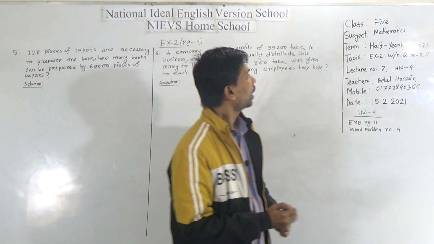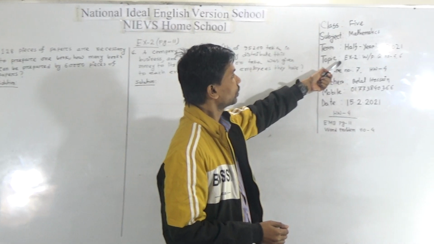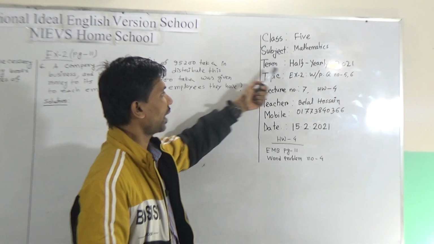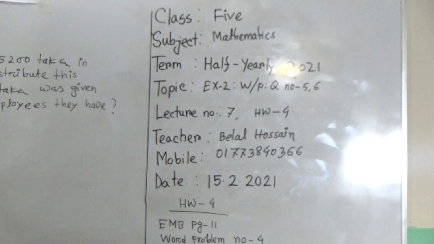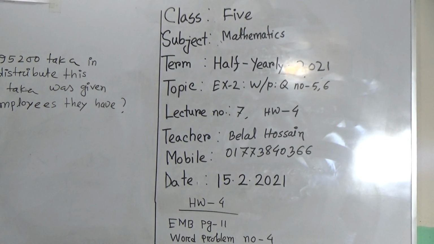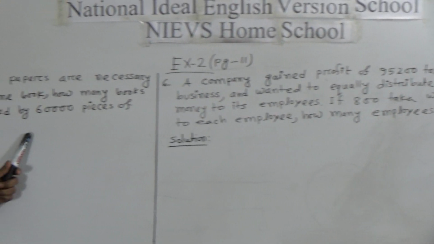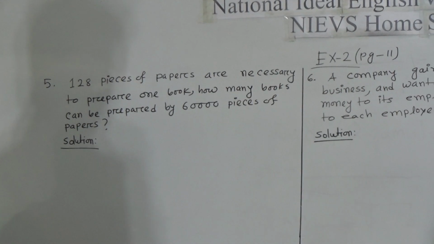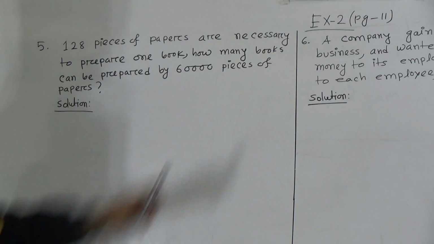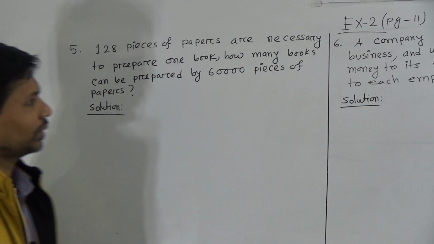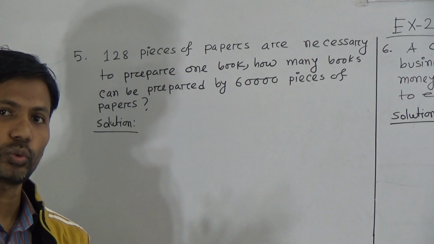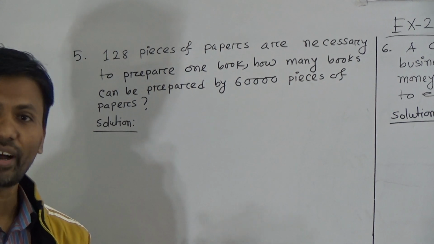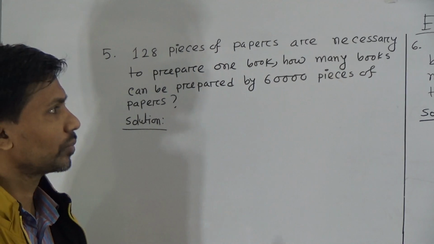Dear student, today our topic is exercise 2, word problem, question number 5 and 6. Lecture number 7, age number 4. Let's start the class. Today I have selected two word problems taken from your book, page number 11. Today I will solve these two word problems. Student, already in the previous class, in division part 1 and division part 2, I have taught you how to divide.